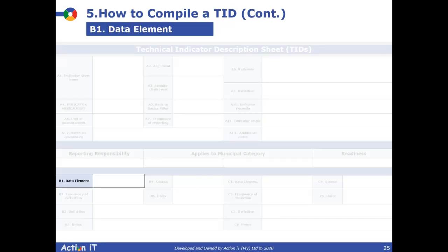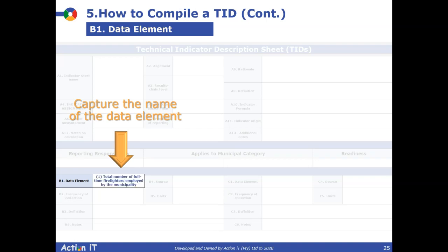We will now take a look at the completion of the data element fields included in the TID document. In B1, data element, capture the first data element. For this example, the first data element is the total number of full-time firefighters employed by the municipality.